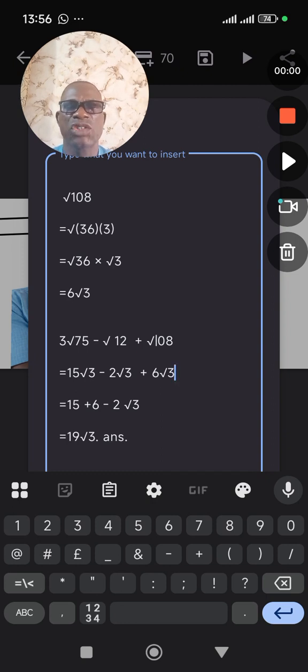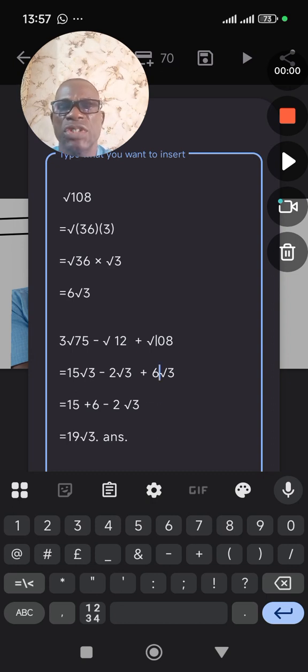And because they are like surds, we can add and subtract them. They are like surds because all the numbers in the root sign are the same. 3, 3, 3 are in their root sign, so they are like surds. So we can add or subtract their coefficients. The coefficients in this case are 15, 2, and 6, and we add together or subtract.